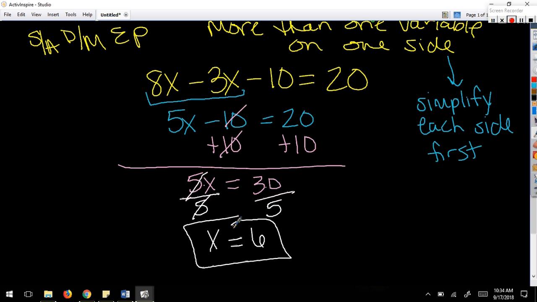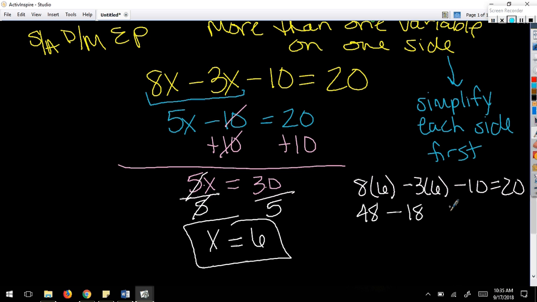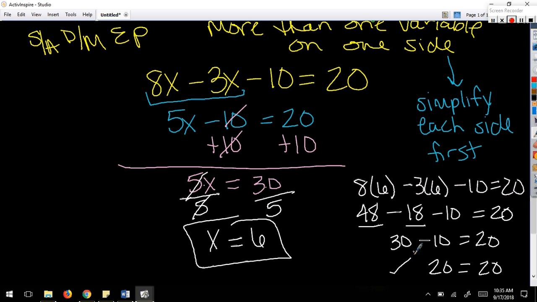How do I check to see that that is correct? You plug it in. Go back to the very beginning. 8 times 6 minus 3 times 6 minus 10 equals 20. So what is 8 times 6? 48. What's 3 times 6? 18. So now left to right, 48 minus 18 is 30. And 30 minus 10 is 20. So does it check? Yes.